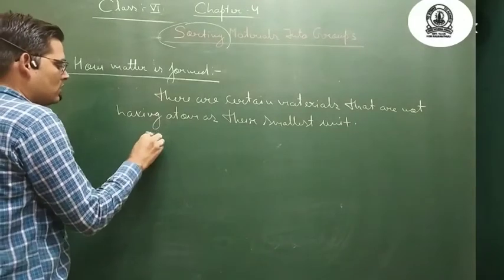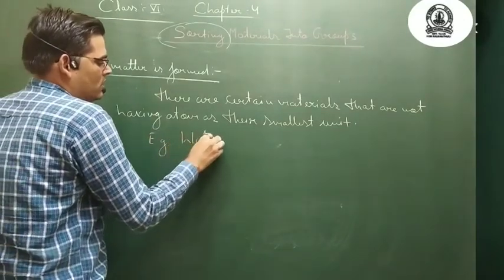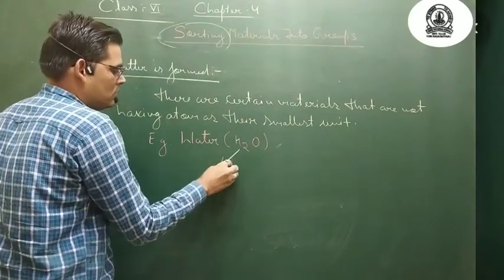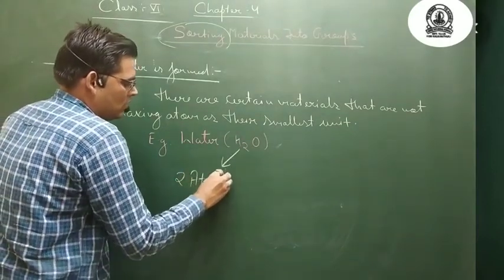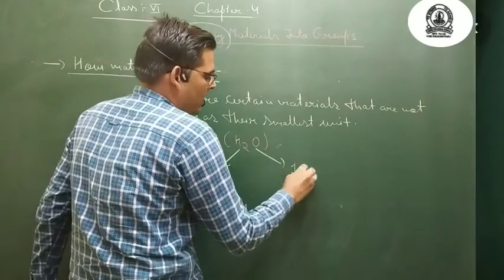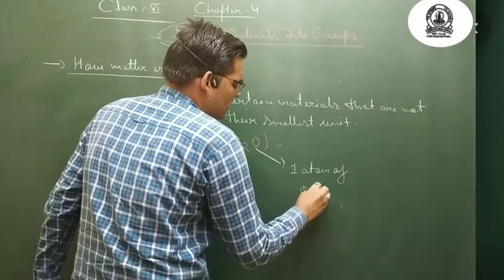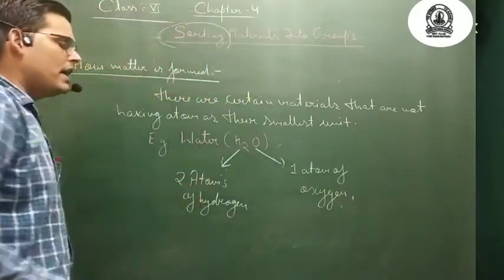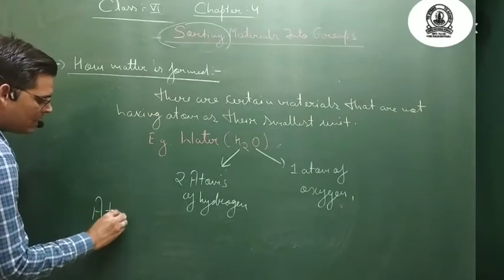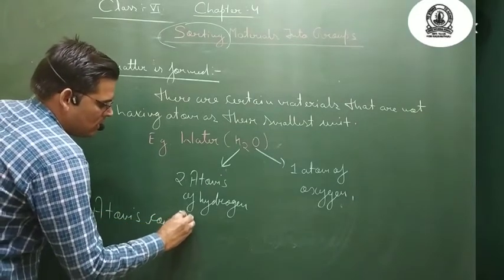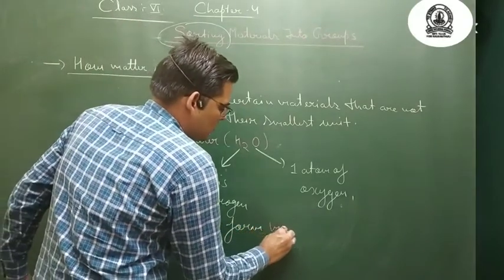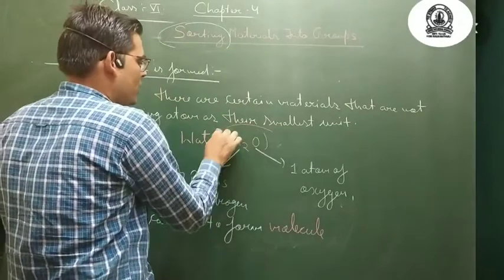Example is, beta, water. The formula of water is H2O. It is made up of two atoms of hydrogen and one atom of oxygen. So, two atoms of hydrogen and one atom of oxygen combine to form water. In this case, beta, atoms combine to form molecules. So this is a molecule of water.